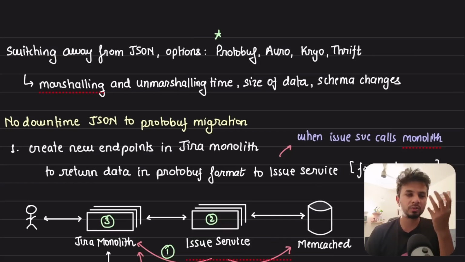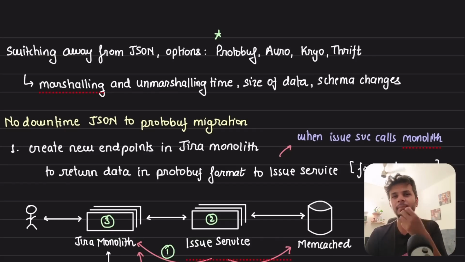With respect to serialization, deserialization time, size of the data after serialization and whatnot. So they thought of switching away from JSON, and the options were Protobuf, Avro, Kryo, and Thrift. Protobuf hands down wins because it's a super compact format and the world uses it, to be honest. It's better on marshalling and unmarshalling time. It's better on size of data.